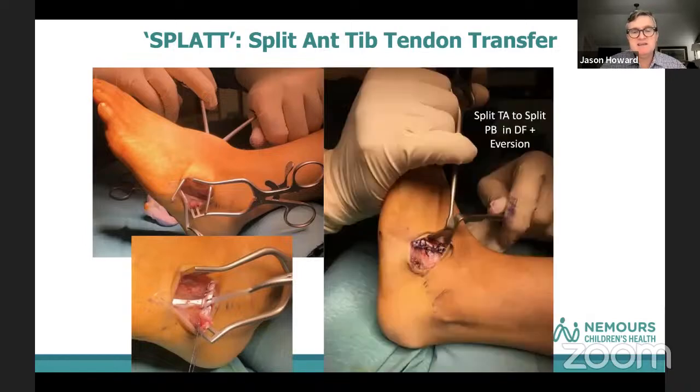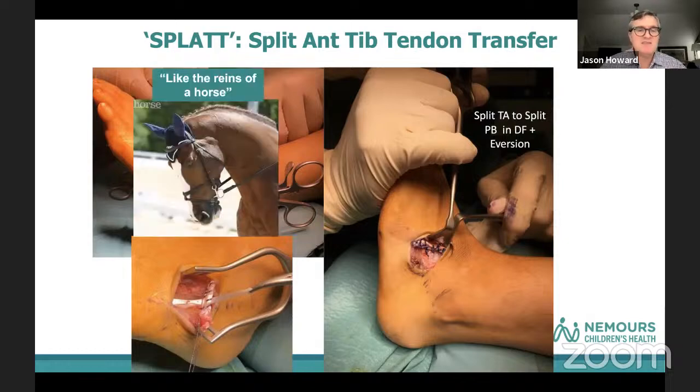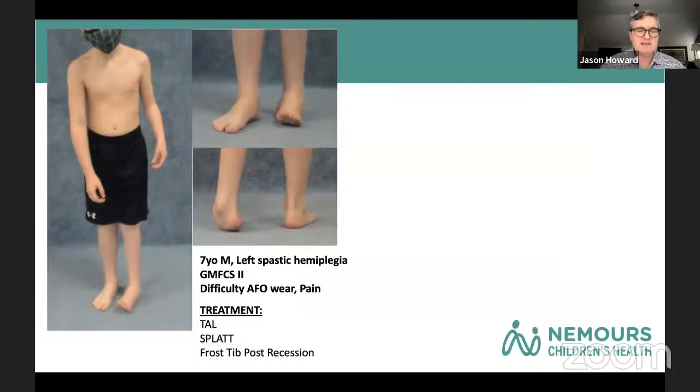And there you can see it attached there on the side. And this is kind of like the reins on a horse now. So it pulls the foot up in a balanced way, both medially and laterally. So that's why I think it's better to transfer to the peroneus brevis than it is to go to, say, the lateral cuneiform or the cuboid. Okay, so that's a flexible foot. And like I said, flexible equinovarus you can treat with soft tissue alone.